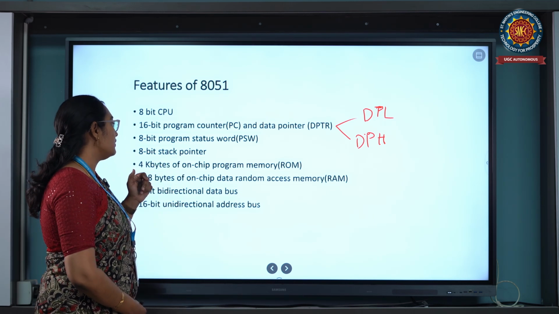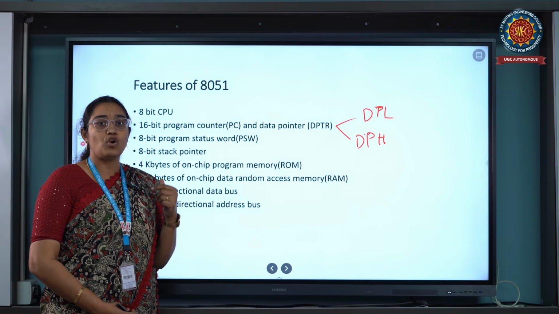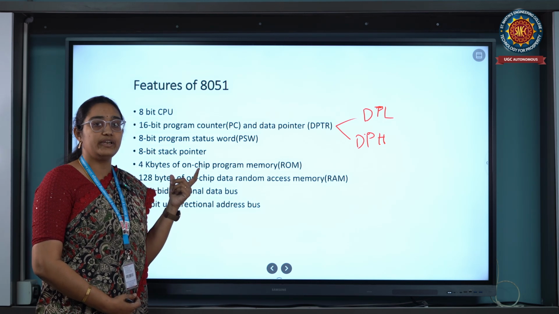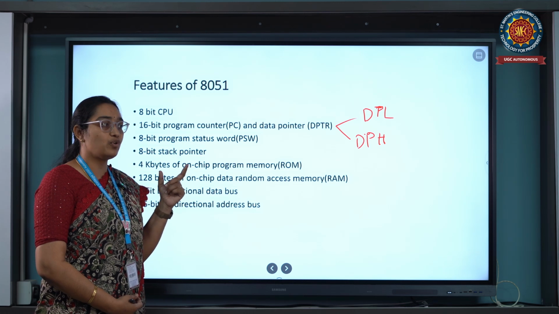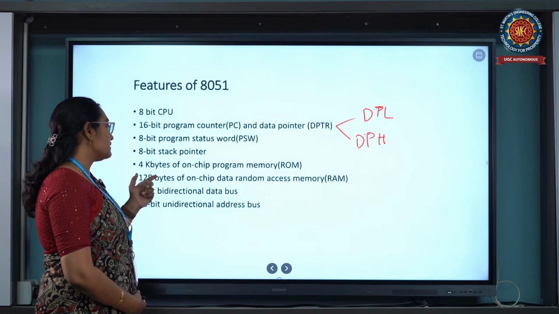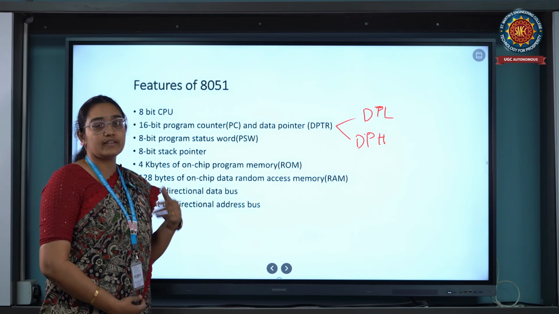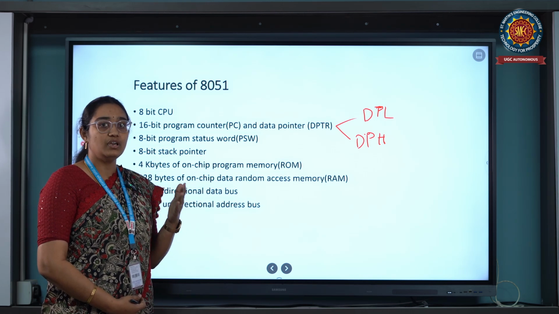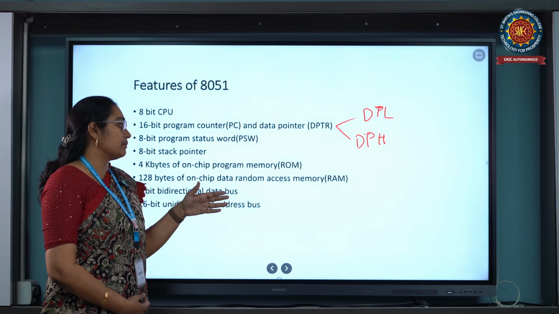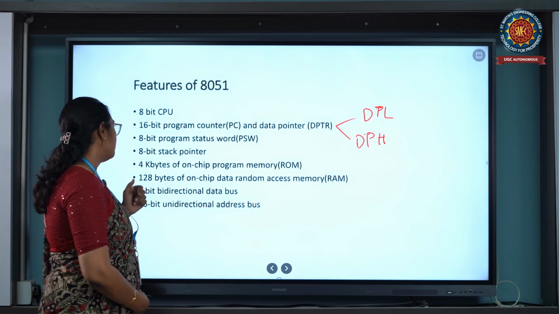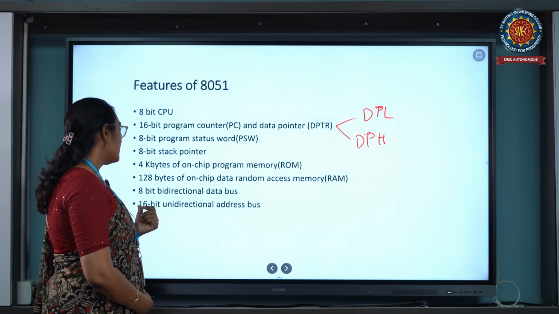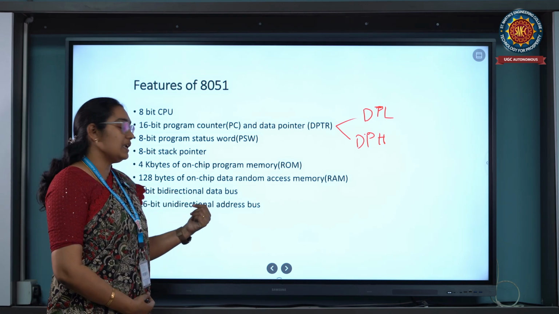It consists of 4 kilobytes of internal ROM. That means the instructions the user writes are stored in the ROM only, that is the program memory. It has 128 bytes of RAM memory, that means other than the program memory, the data obtained in the execution of the code is stored in the data memory, that is random access memory. It consists of an 8-bit bidirectional data bus and a 16-bit unidirectional address bus.